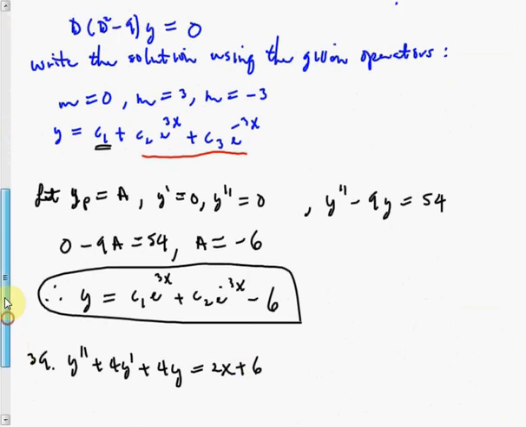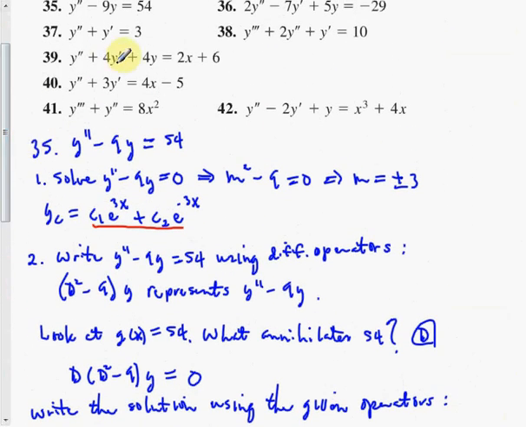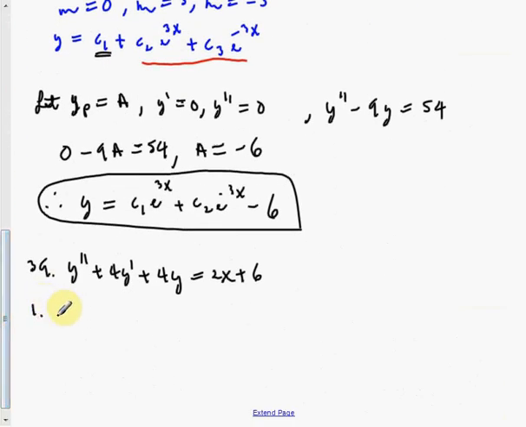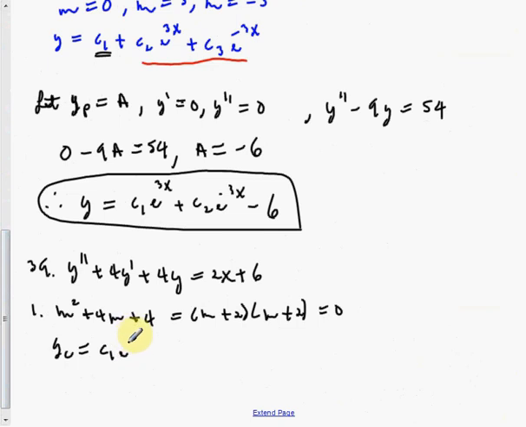So y double prime plus 4y prime plus 4y equal to 2x plus 6. For the first part, we solve m squared plus 4m plus 4. That gives us m plus 2 times m plus 2 equal to 0. So we get y sub c is c sub 1 times e to the negative 2x plus c sub 2 times x times e to the negative 2x.